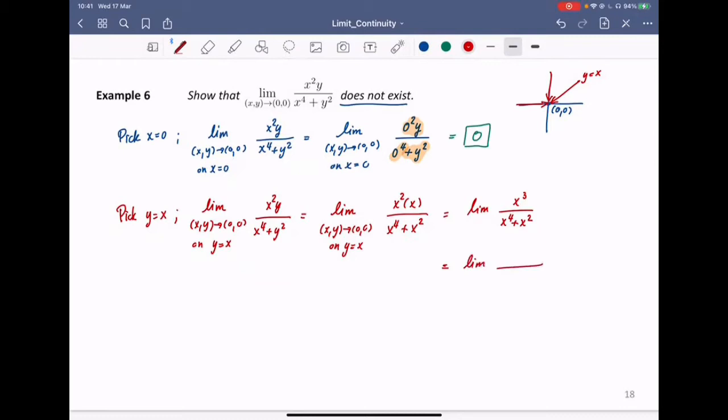If I pull out x squared from the bottom, I have x squared plus 1 here, and on the top I have x squared times x. I pull out x squared to cancel it out, because at the end you're going to have the limit as x, y go to 0, 0 of x over x squared plus 1, which gives you 0 over 0 squared plus 1, which is 0 again. So this line does not work again.